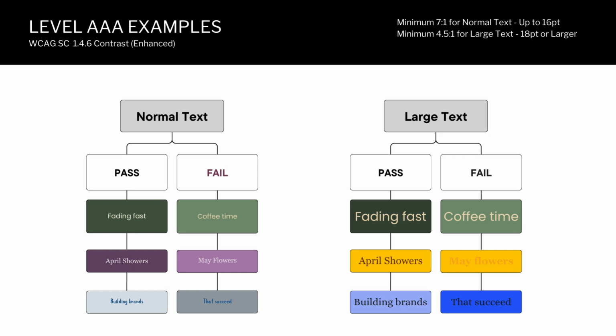You're going to see much more of a difference here in the pass versus the fail columns because of the 7:1 ratio that needs to be met for normal text. So you can take a look at this and save this for later reference if it's helpful.